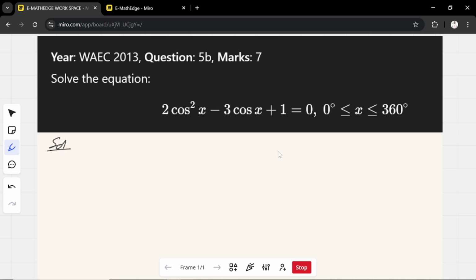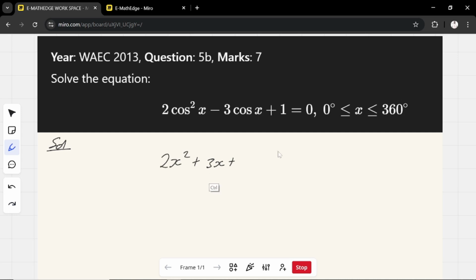Now, if you look at this question, it is not far from a quadratic equation. You know, a quadratic equation has the highest power of 2, such that we have something like 2x squared plus 3x plus 6 equal to 0. This is the nature of a quadratic equation, right? So if you look at this equation closely, you will notice it's not far from a quadratic equation. It's just that we have cos x instead of x or any other variable.